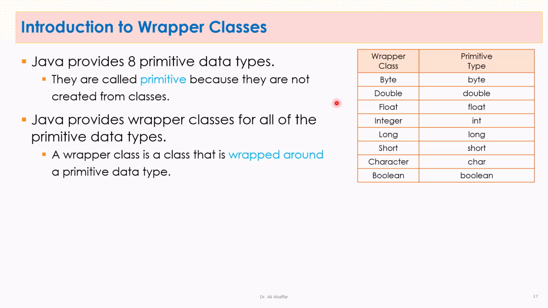This table shows all wrapper classes for all primitive data types. Notice that all wrapper classes have the same name as their corresponding primitive data types, with the first letter in uppercase, except the int and char data types, which have different names. For int, the wrapper class is Integer, with I in uppercase, and for char, the wrapper class is Character, with C in uppercase.